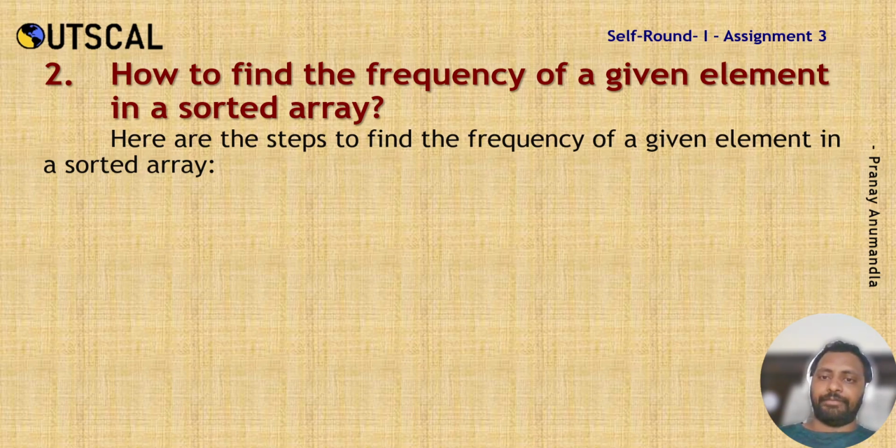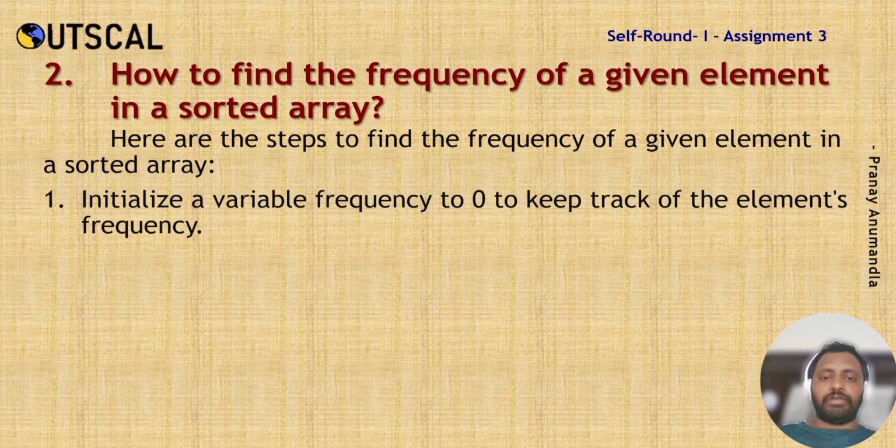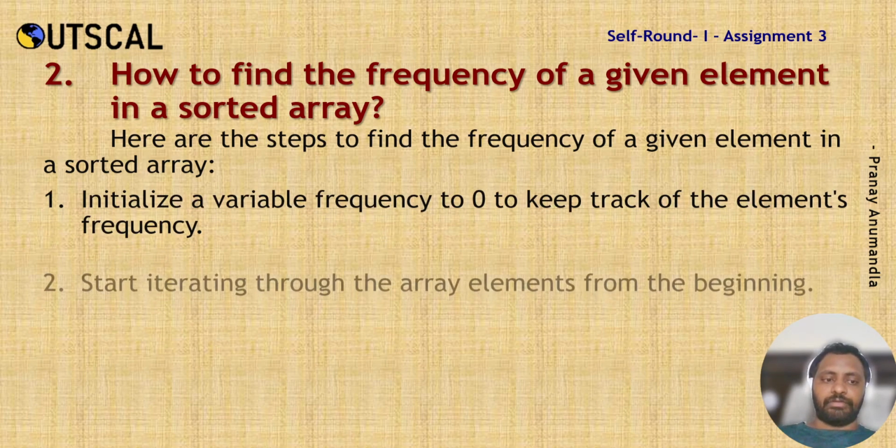So we can end the iteration when the next element is greater than the target element. We will calculate the frequency of the element till the next element is greater than the target element, and then we will return the frequency of the element. We keep a variable, frequency, set to zero, to hold the element's frequency.